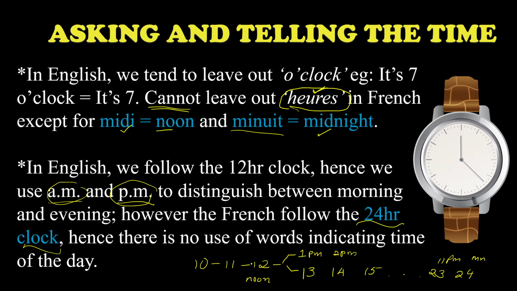So there you see in the 24-hour clock, there is no use of the AM and PM, because the moment it crosses 12, from 12 onwards, we know that it is in the afternoon and then in the evening and then in the night time. So there is no use of words to indicate time of the day.